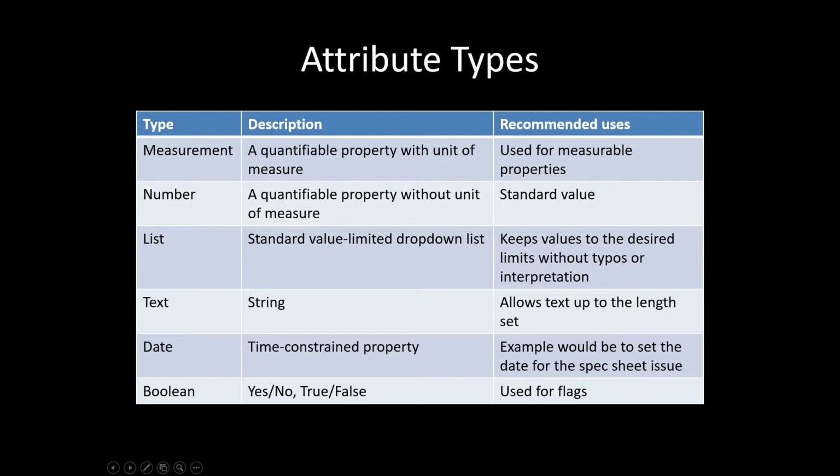Boolean is a simple yes-no, true-false indicator. If this is something that is yes, no, or maybe, it would be better to create a list attribute and enumerate the options.